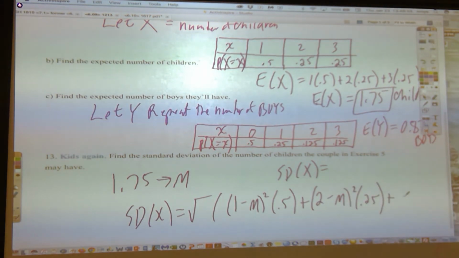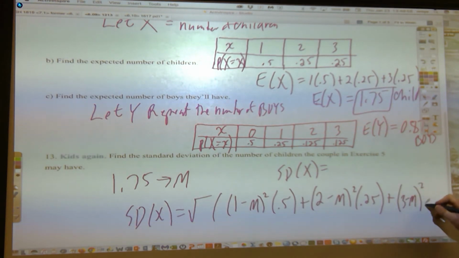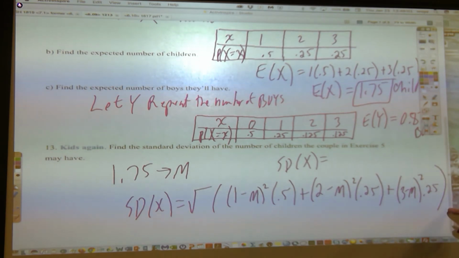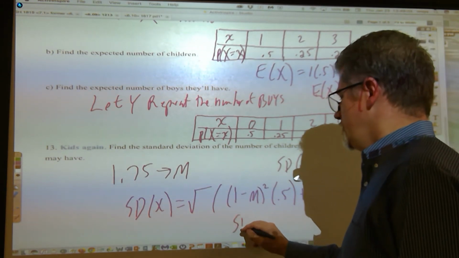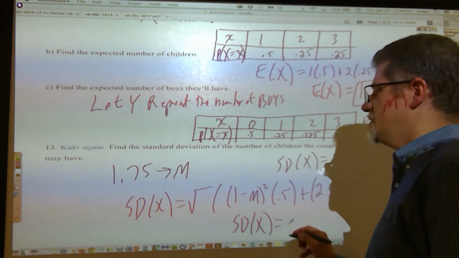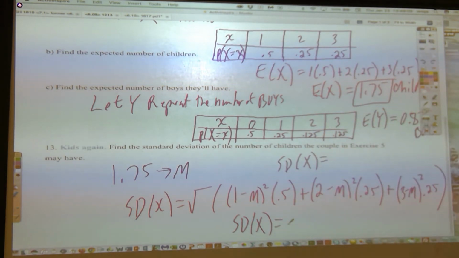All right, so this formula for standard deviation may have seemed intimidating yesterday, but you're getting some good practice with it. It's pretty straightforward. Those of you who typed this in and found a fellow group member who agrees with the answer, can you give me a standard deviation for the number of children?